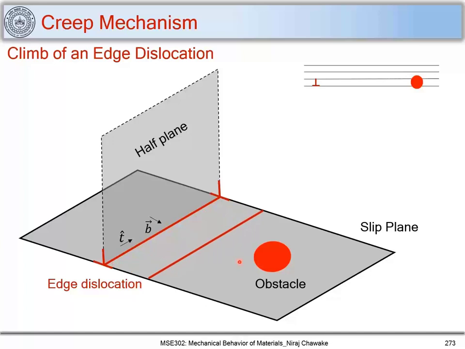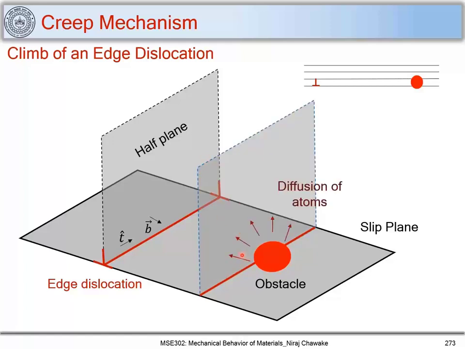Let's consider this edge dislocation glides on the slip plane, and it sees this obstacle, and now it cannot move further. So what happens? There will be a climb of this edge dislocation. How does climb occur? Let's consider this climb will occur in this way, where the atom diffuses. Let's understand this diffusion of atoms in this fashion. Let's say you have an edge dislocation and you have vacancies which are being created because we are subjecting the material to a high temperature, and there will always be an equilibrium concentration of vacancies, and because of that diffusion will take place.